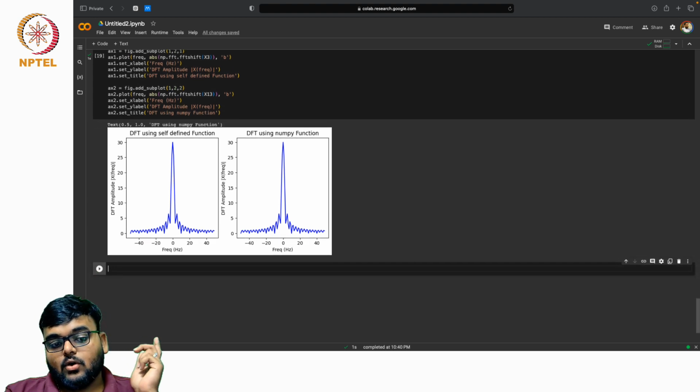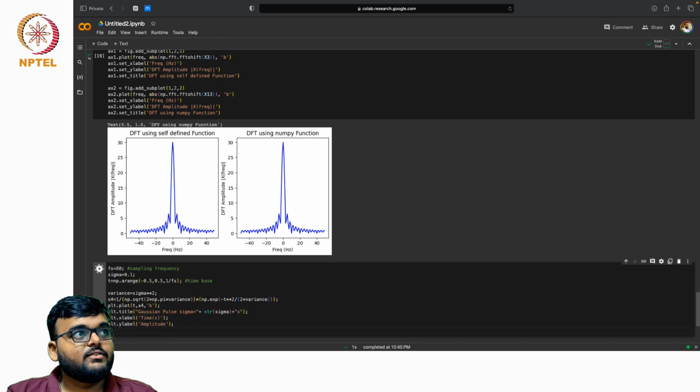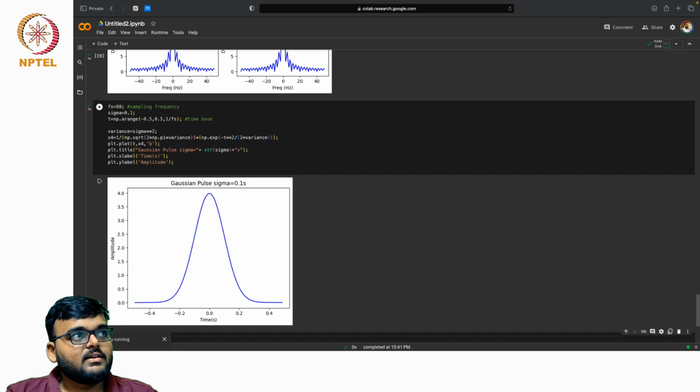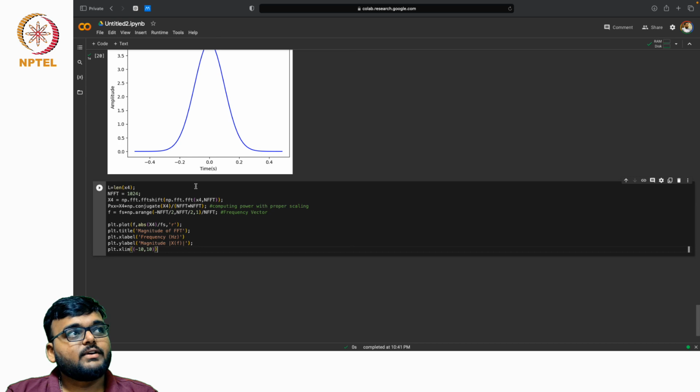We already discussed that the Fourier transform of a Gaussian is always a Gaussian. Let's verify this. Is it true? Let's see. So here, as I said, we will use a different technique. We will have 1024. We will compute for only the first 1024 points.